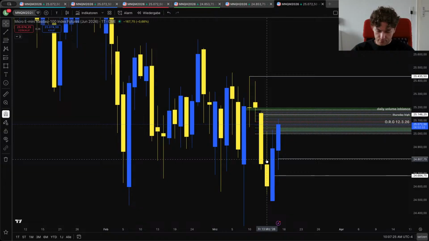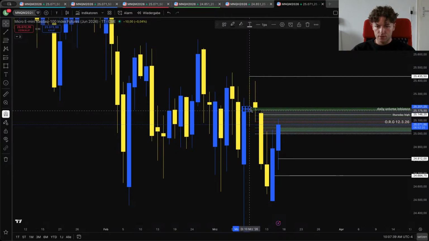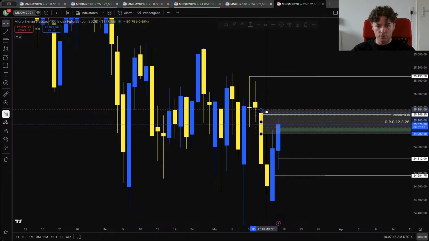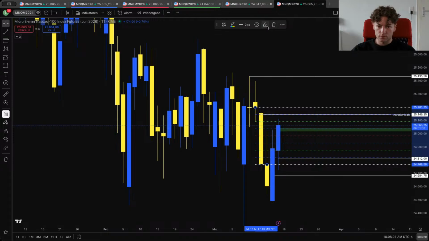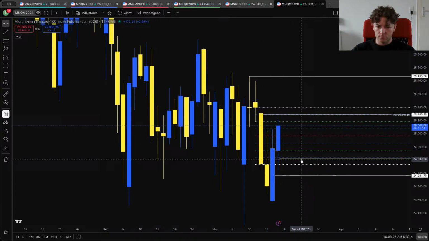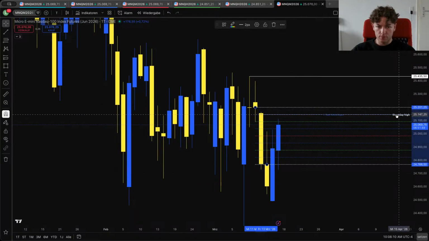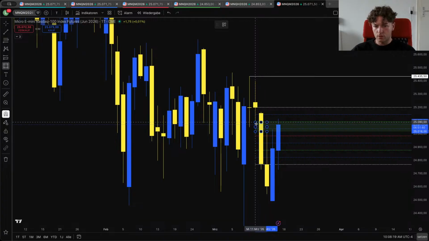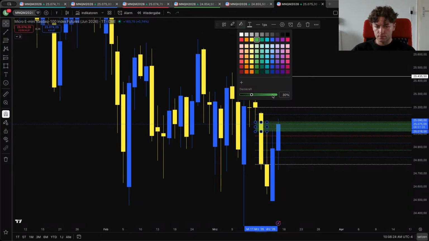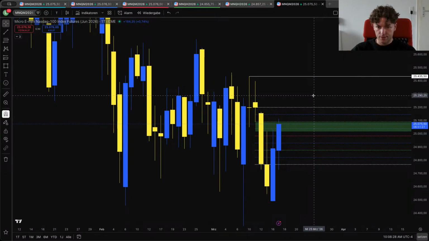And then he's not only using, okay, maybe let's just delete this one right here and these levels and just keep track of what he's using. So he uses this suspension block, and also, let's just keep it simple, and also this tiny, not tiny, but this fair value gap here. Okay, let's go back to my chart.